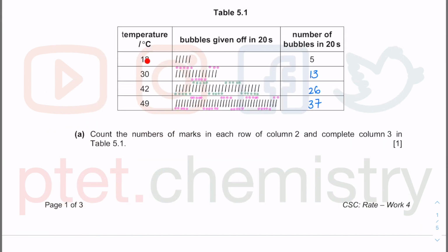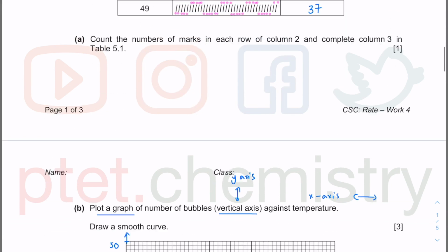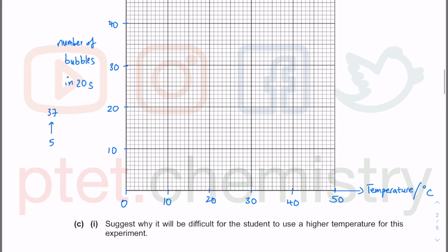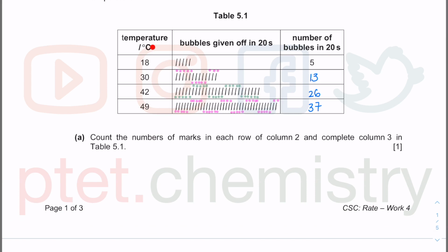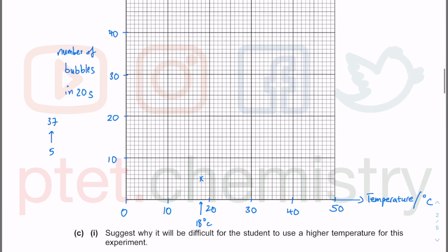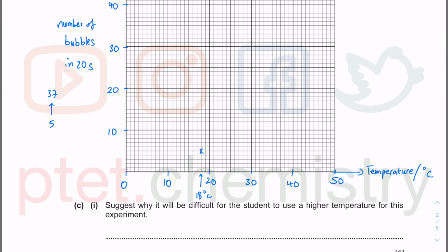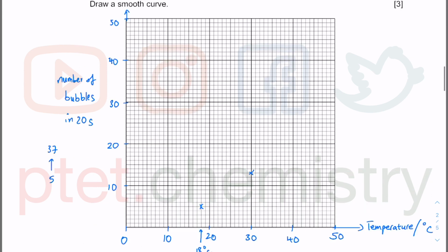The first point here is 18 degrees Celsius and 5 bubbles. That is 18 degrees Celsius because that one is 10, that one is 15, 16, 17, 18. So use a cross to plot the point there. Next, 30 degrees Celsius and 13 bubbles. 30 degrees Celsius and then 13 bubbles, 10, 11, 12, 13 bubbles for 30 degrees Celsius.